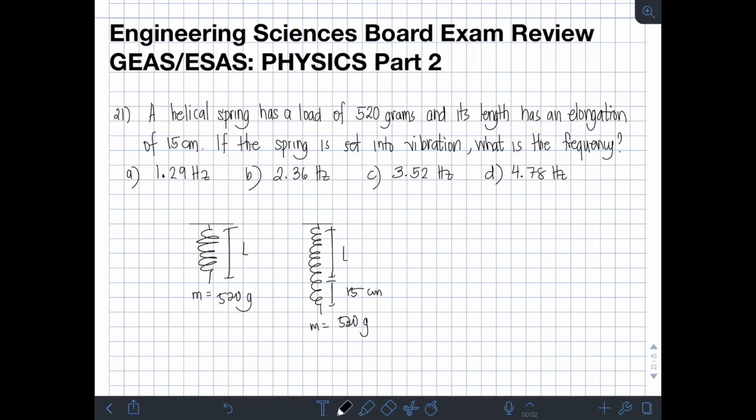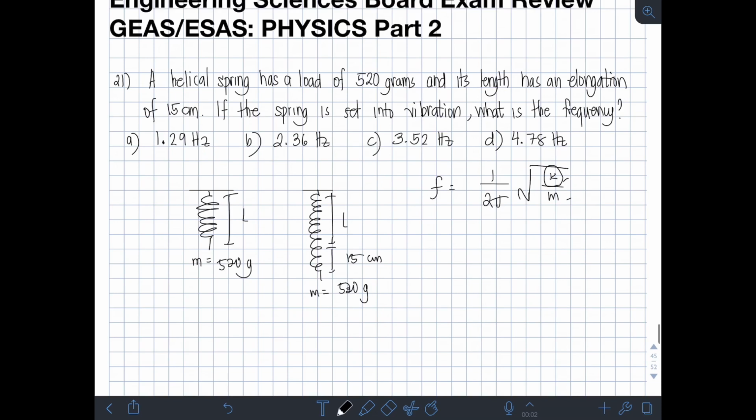Okay, so meron kasi tayong formula dito na frequency is equal to 1 over 2 pi square root of k over m. So, itong k, siya yung constant of proportionality natin dun sa Hooke's law na pwede nating makuha mamaya. And then, itong m yung mass nung spring. Okay? So, kuhain muna nga natin itong k, base dito sa ating illustration.